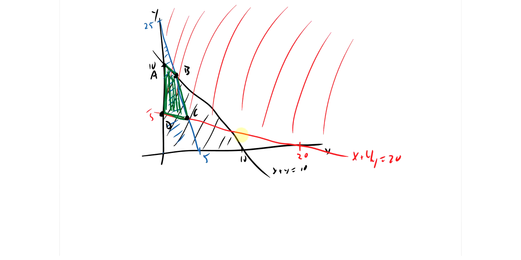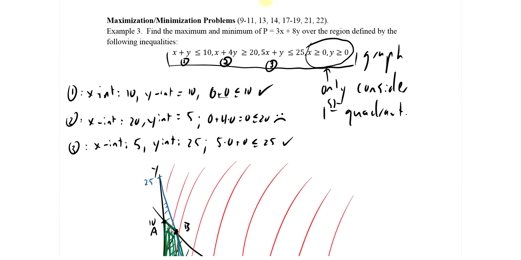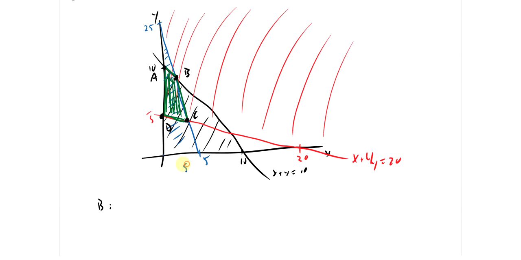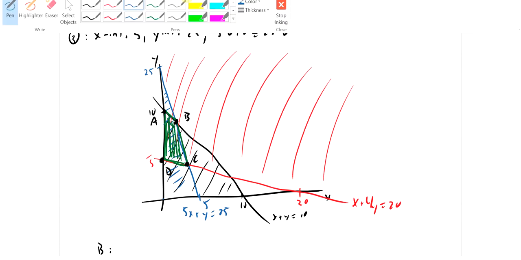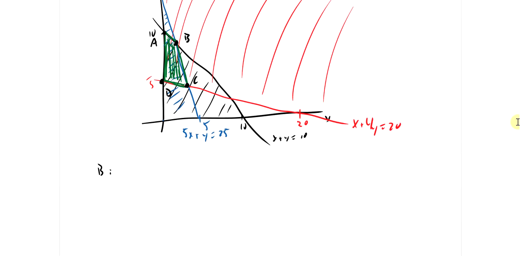But what is B? Well, that's the intersection of this blue line, which I forgot to write in what line it was. It's 5x plus y equals 25. So the blue line is 5x plus y equals 25. So what is B? Going back to my black pen, the point B is the intersection of 5x plus y equals 25 and this line here, which is x plus y equals 10.